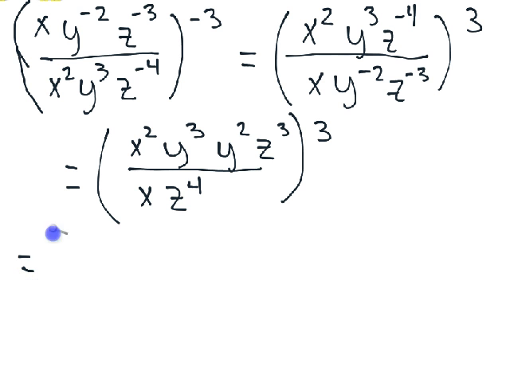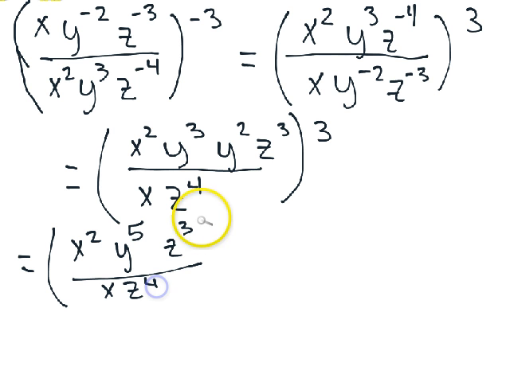So let's go ahead and combine those. X squared, y, remember we have two bases, so we add those powers together. All over x z to the 4th. And we're still raising that to the third power.